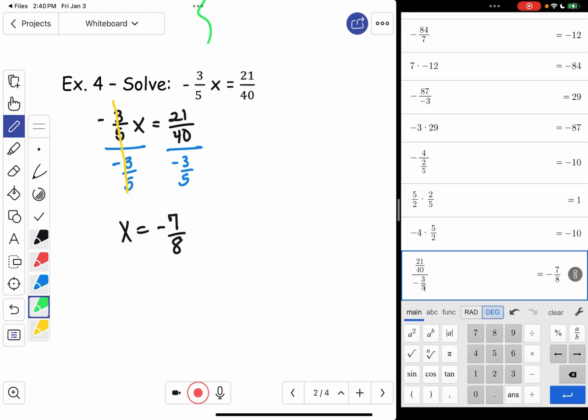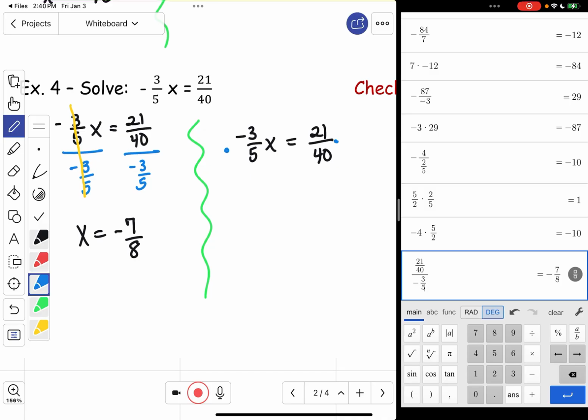Let's look at the other way that we could approach this problem. So again, -3/5 x is equal to 21/40. This time I'm going to multiply by the reciprocal. So I'm going to multiply by 5 over -3. Whenever we multiply reciprocals, we get 1, and 1 times x is equal to x.